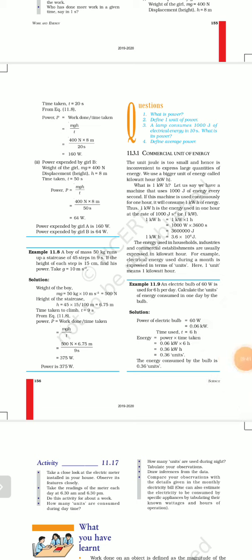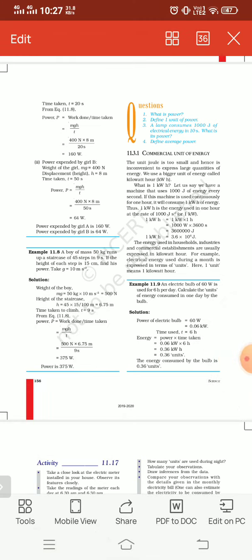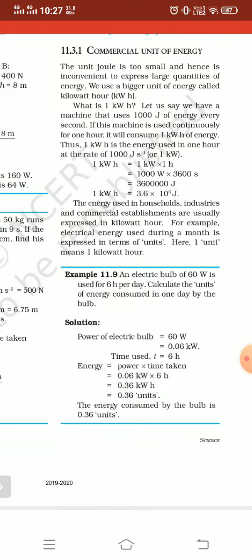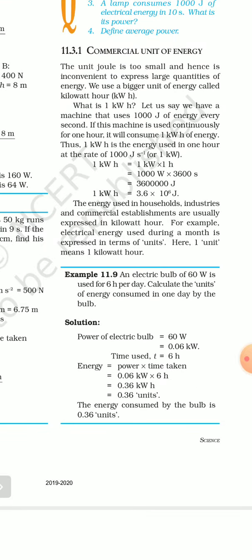Now if we take 11.9, an electric bulb of 60 watt is used for 6 hours per day. Calculate the units of the energy consumed in 1 day by the bulb. The power of the bulb is given, that is 60 watt.